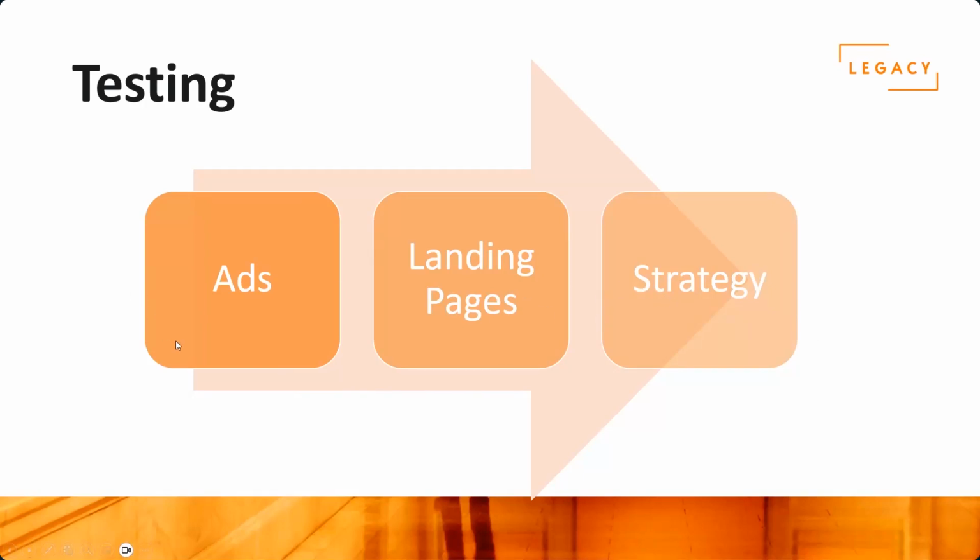You can run these very simply within the Google Ads interface. There is an A/B testing solution. It used to be called Drafts and Experiments, and now they're called Experiments. And you can set up A/B testing very, very easily.